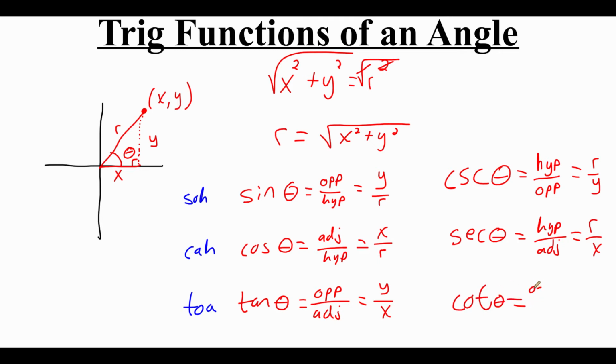So here we would do the adjacent side over the opposite side. So we're going to take x divided by y. Now, in all of these fractions, we do need to make sure that the denominator of the fraction isn't 0. If it is, then we'd be getting an undefined value, so we want to try to avoid that.